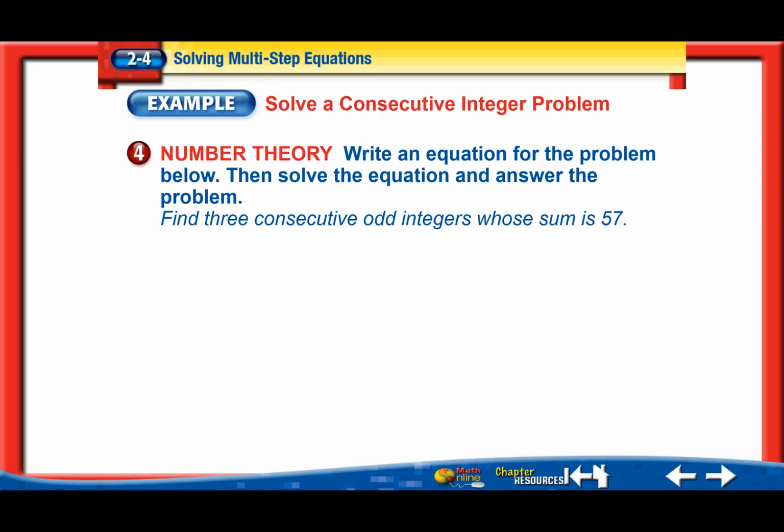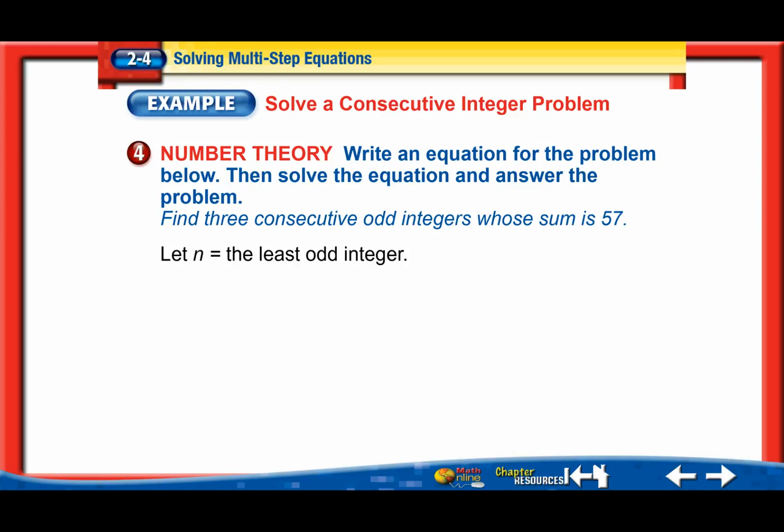Yes, I skipped one. Number theory. Write an equation for the problem below, then solve the equation and answer the problem. Find 3 consecutive odd integers whose sum is 57. So this is that theory stuff that we were talking about. We need 3 numbers whose sum is 57, and they're odd numbers, so it's going to be every other number.